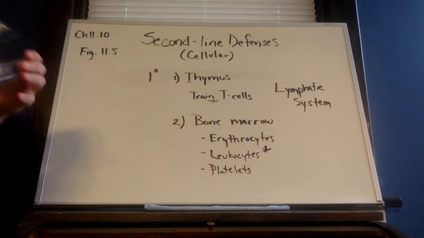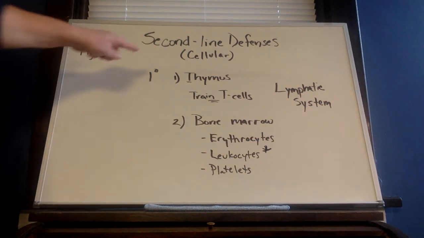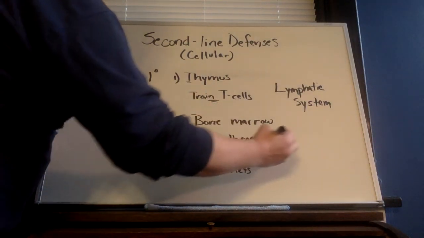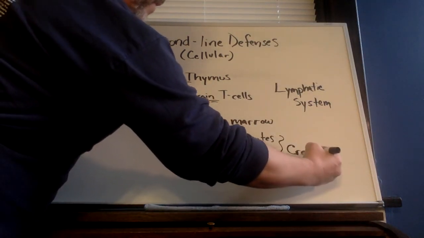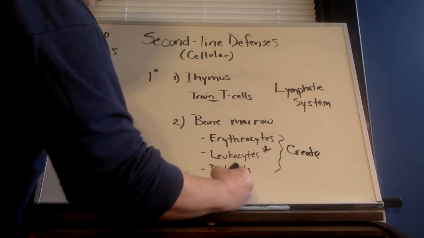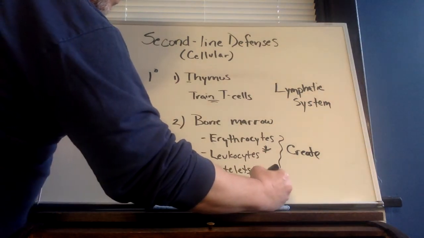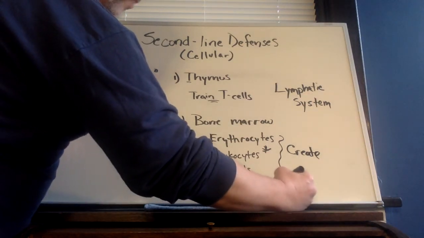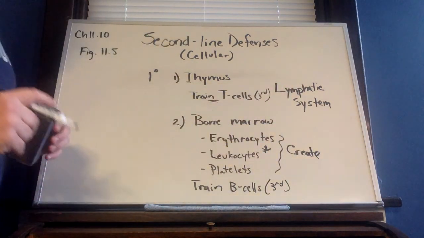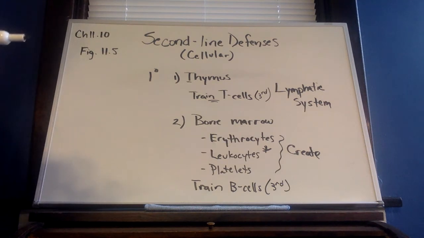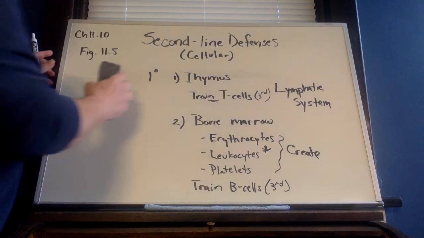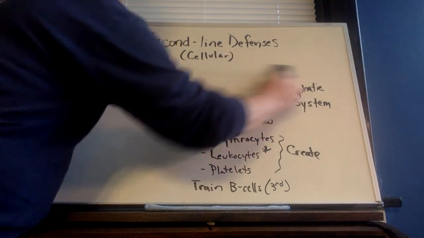The leukocytes are going to be the primary cells in our secondary line of defense. So this is where we create all of these cells, and then it's also where we're going to create and train our B cells. And this will be important for our third line of defense, just like T cells were important for our third line of defense. Those are your two primary tissues and their roles.